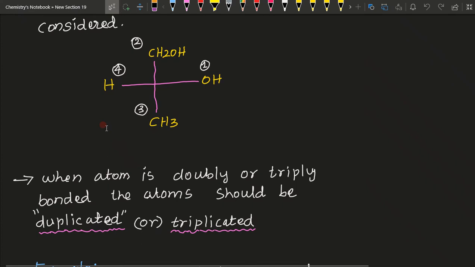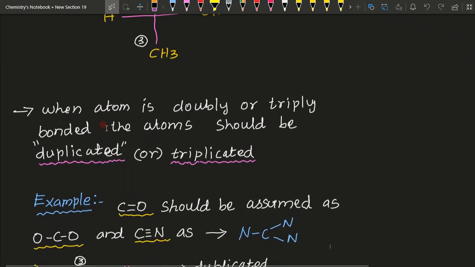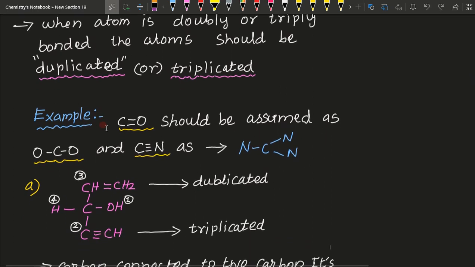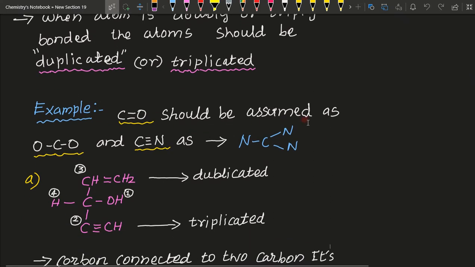When an atom is doubly or triply bonded, the atoms should be duplicated or triplicated. For example, C double bond O should be assumed as the carbon in the center, with one oxygen on the left side and another on the right side. And triple bond, C triple bond N, is like this: carbon in the center, with nitrogen around it.